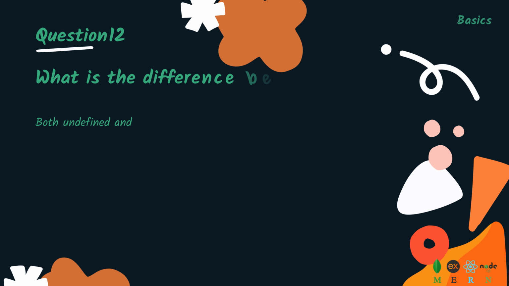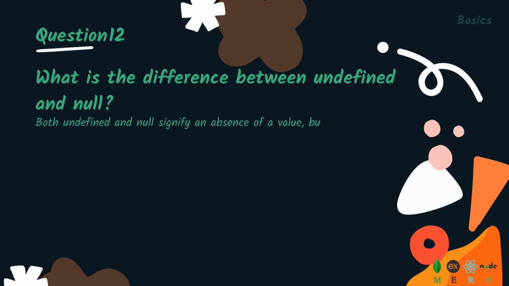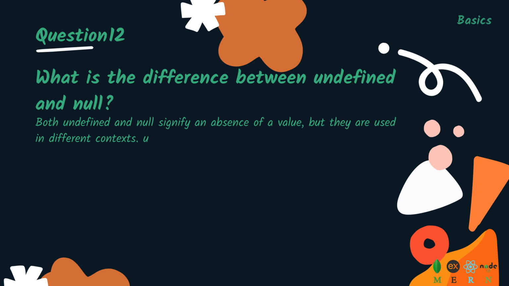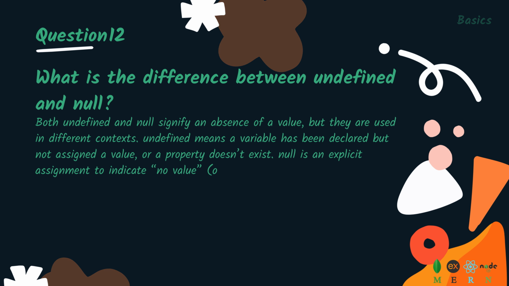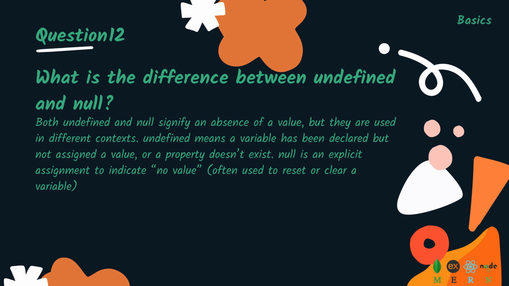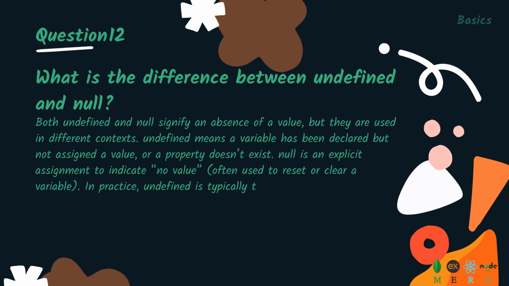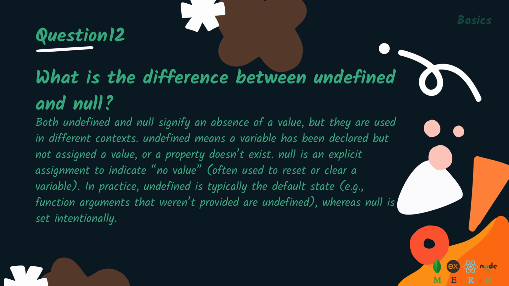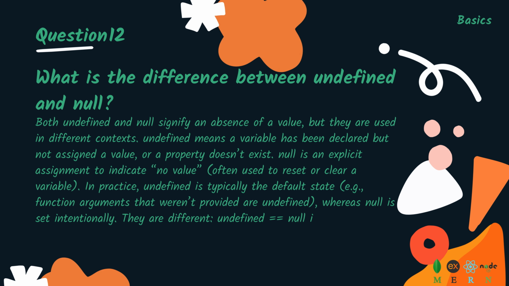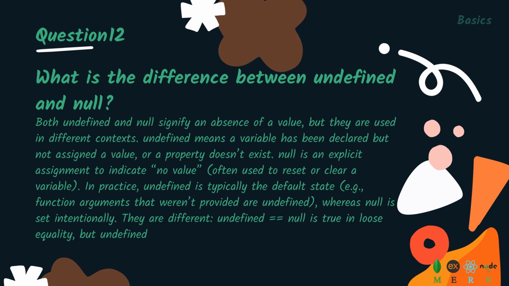What is the difference between undefined and null? Both undefined and null signify an absence of a value, but they are used in different contexts. Undefined means a variable has been declared but not assigned a value, or a property doesn't exist. Null is an explicit assignment to indicate no value, often used to reset or clear a variable. In practice, undefined is typically the default state, e.g., function arguments that weren't provided are undefined, whereas null is set intentionally. They are different. Undefined == null is true in loose equality, but undefined === null is false because they are different types.